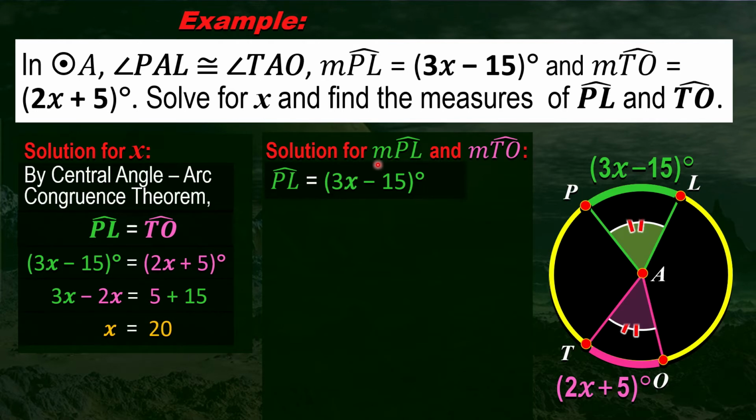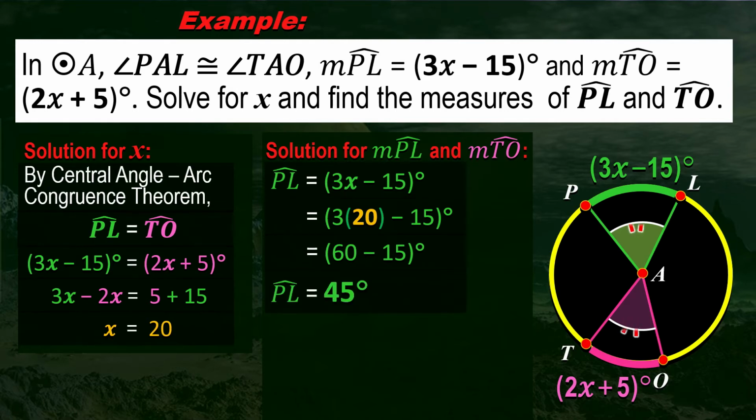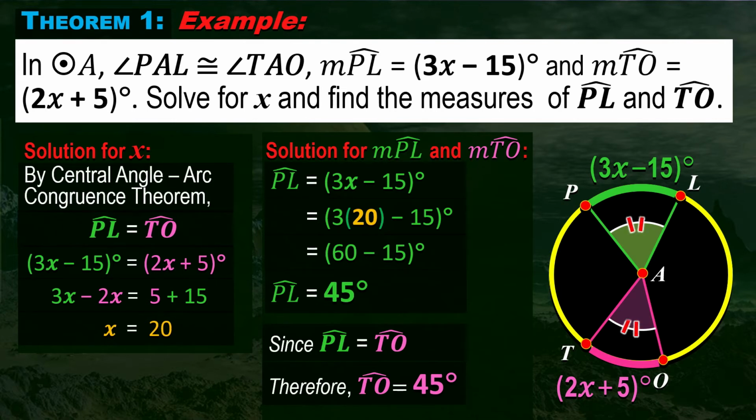Unahin muna natin yung arc PL. Yung arc PL ay equal sa 3x minus 15. Yung x, papalitan na natin ng 20. So, 3 times 20 is equal to 60, minus 15 is equal to 45 degrees. Meaning to say, ang arc PL natin ay 45 degrees. Bale, ang arc TO will measure 45 degrees. Kapag i-check natin yan, 2 times 20 is equal to 40 plus 5 equals 45.